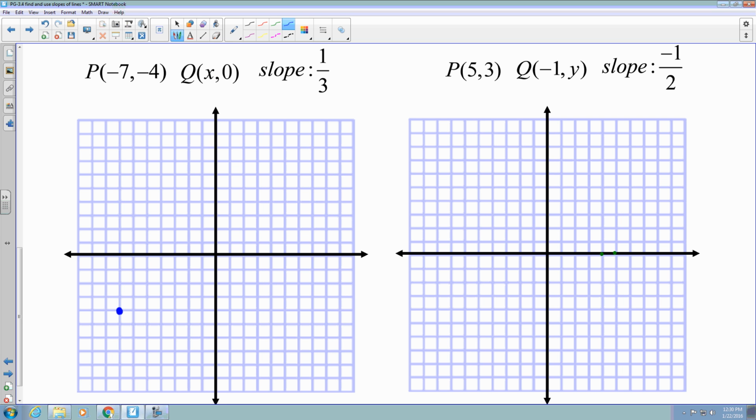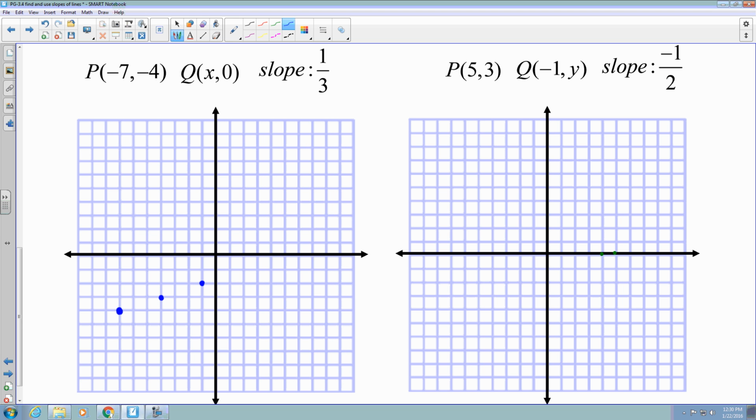And the slope is 1/3. So what you can do is you can keep going with the slope of up 1 to the right 3, 1, 2, 3, plot that point. Well, my y value is not 0, so I have to keep going. So I'm going to go up 1 to the right 3 until my y value becomes 0.